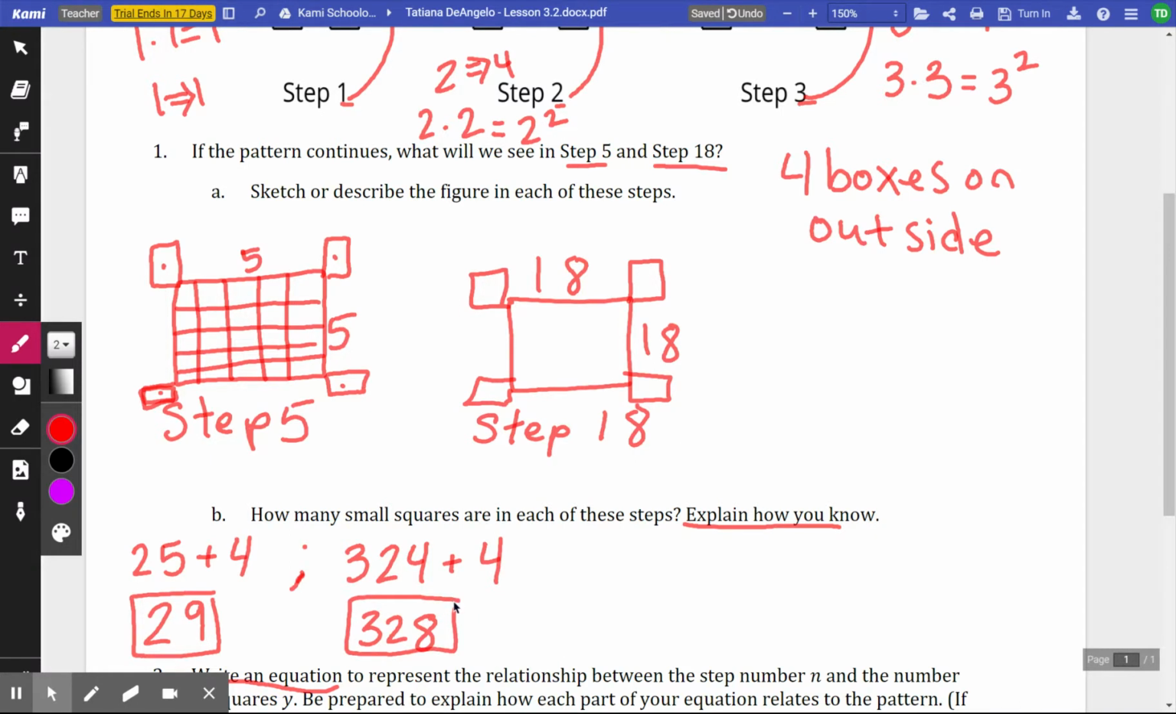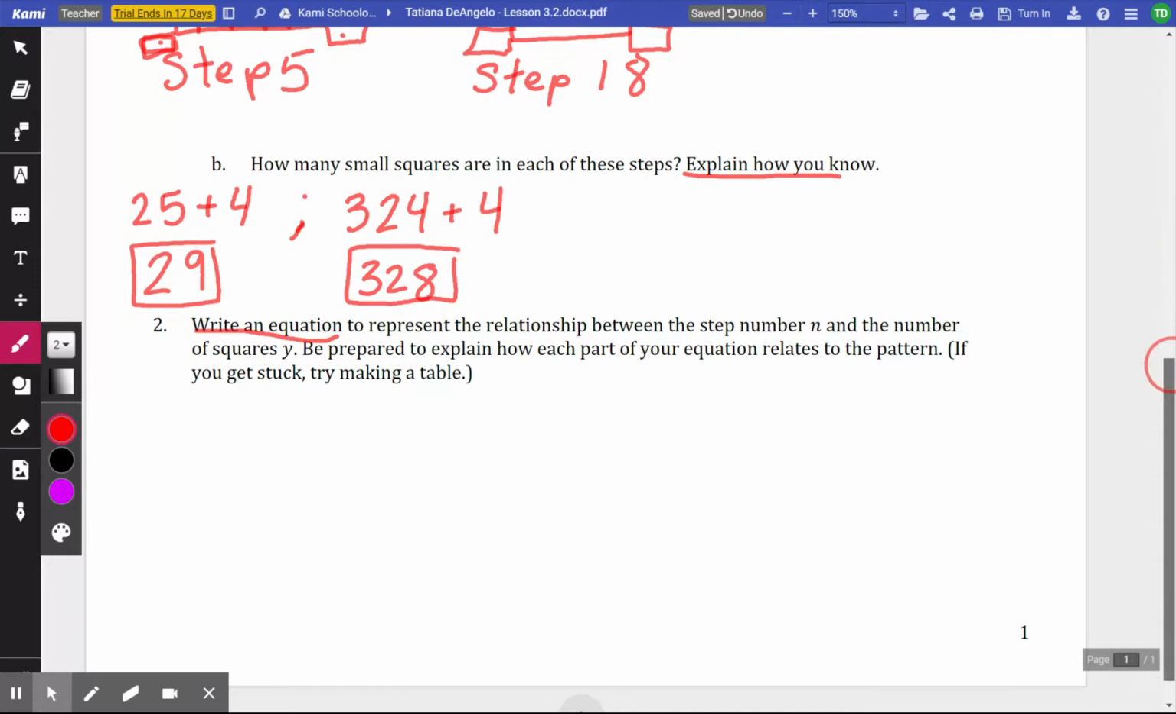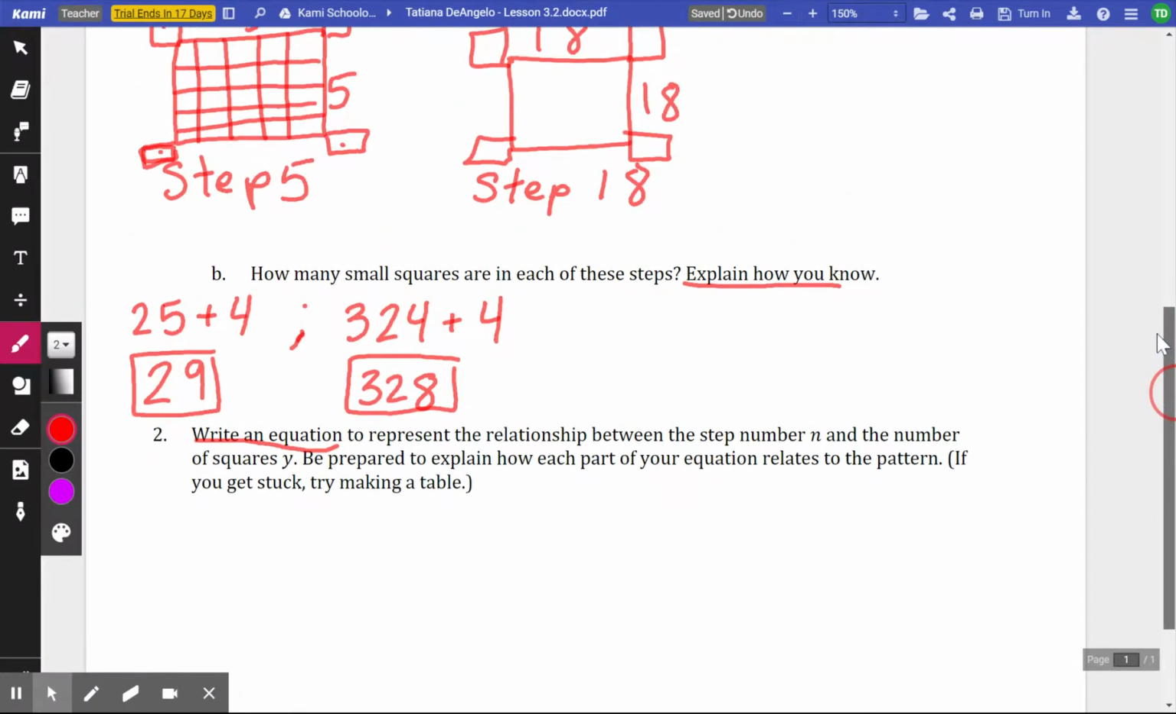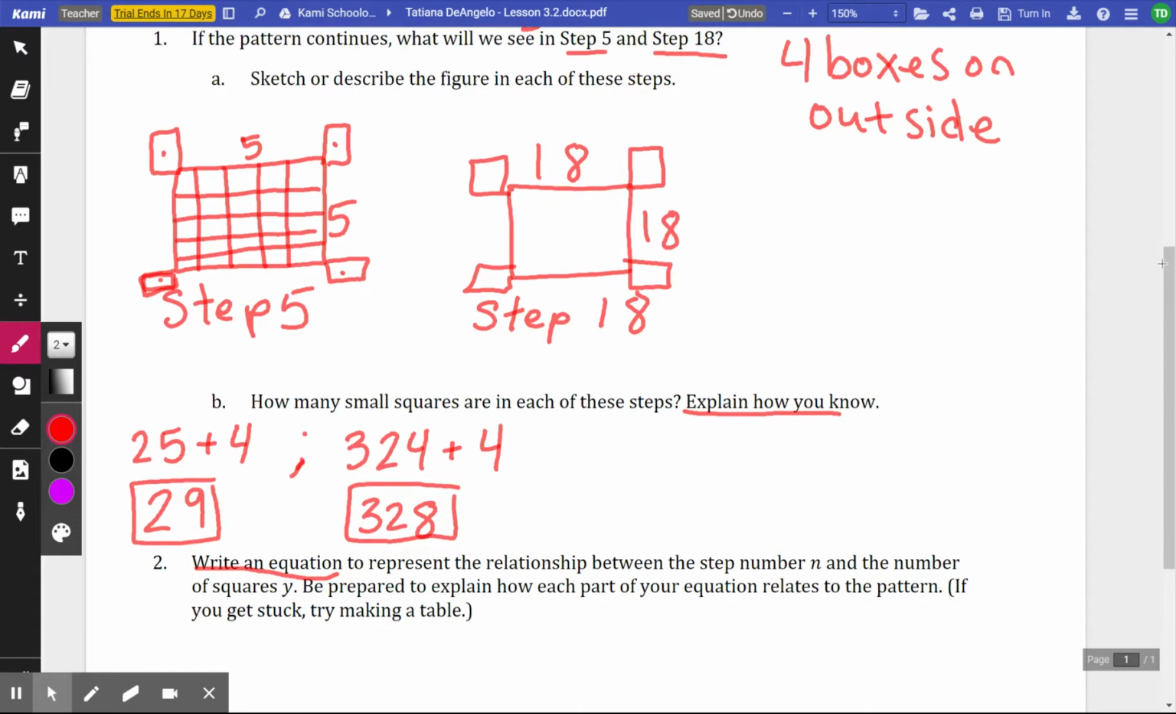Explain how I know. Well, I just explained it. But you would need to just write a little blurb that explains how you know. So now it says write an equation. Hopefully you guys didn't struggle too much on this. So I'm noticing I could have written 25 as 5 squared plus 4. I could have written 324 as 18 squared plus 4. And I can go back and do that same thing. 1 squared plus 4. 2 squared plus 4. 3 squared plus 4.